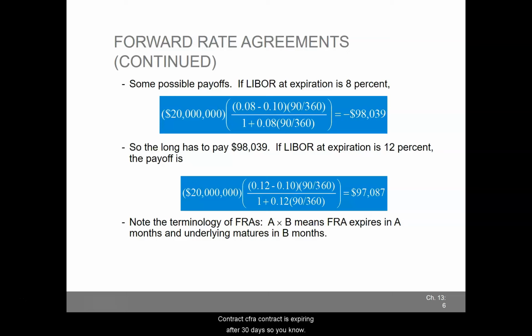However, the FRA contract is expiring after 30 days. So you need to calculate the present value of that 100,000. For that you use the current prevailing LIBOR and the number of days that you are bringing it back, that is 90 days in this case. So it gives you 98,039. If I can draw the timeline here, it's like this.